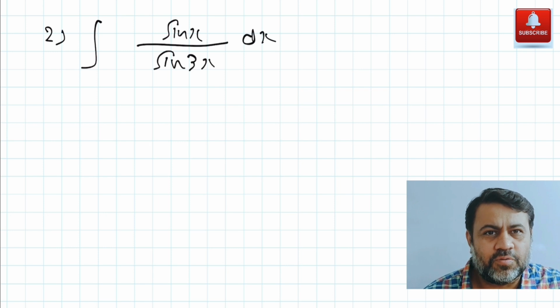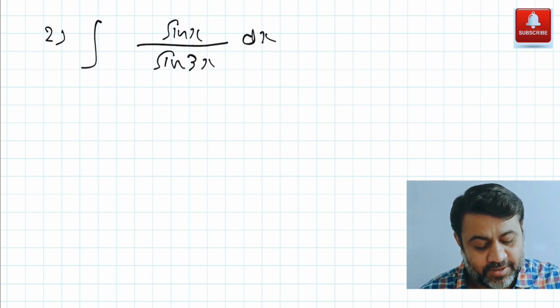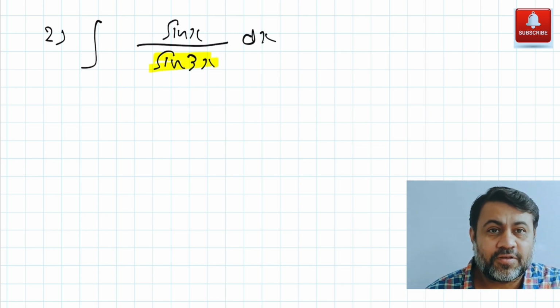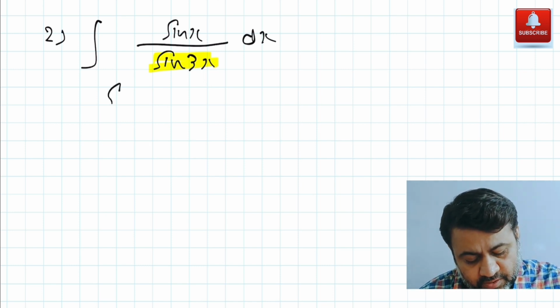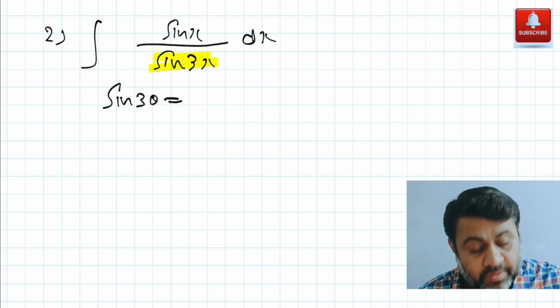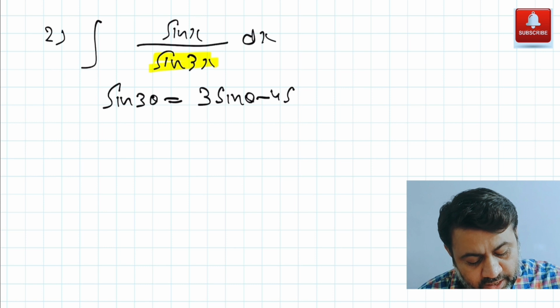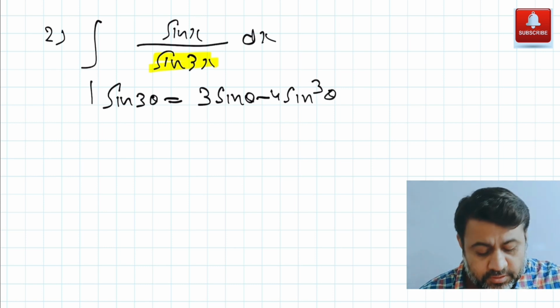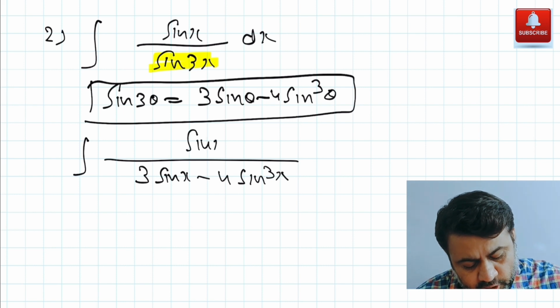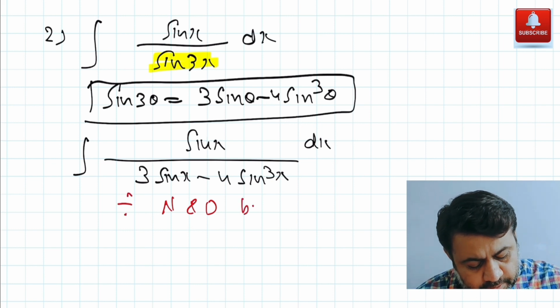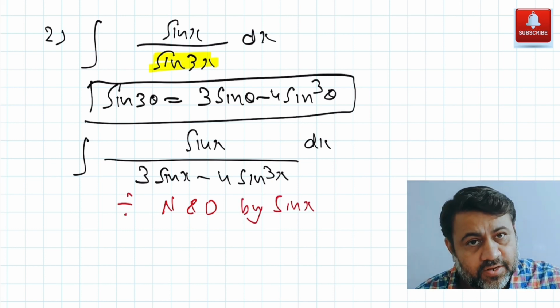Some of you have already thought of the first step: we can convert sin 3x to 3 sin x minus 4 sin cube x. Use the sin 3 theta formula. Let me write the sin 3 theta formula once so that if somebody doesn't remember it, it will be helpful: 3 sin theta minus 4 times sin cube theta. Just apply this formula in the denominator. What we get is 3 sin x minus 4 sin cube x, and in the numerator we have sin x. So if I divide numerator and denominator by sin x, one of the sin x will go away from everywhere.